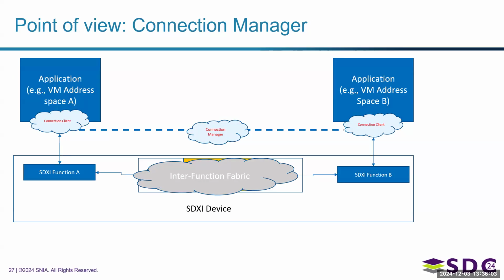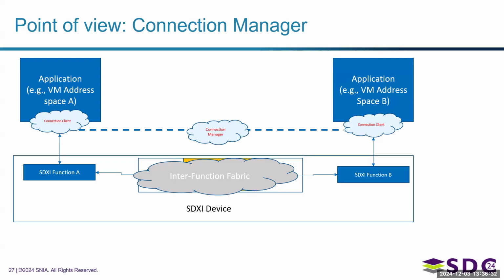This is more of a point of view kind of discussion. If you have multiple address spaces, you would need some kind of a connection manager to broker these two address spaces to talk with each other. The group has been discussing flows and how the connection manager helps broker connections between two different, let's call it, clients in different address spaces that have a function with each other.